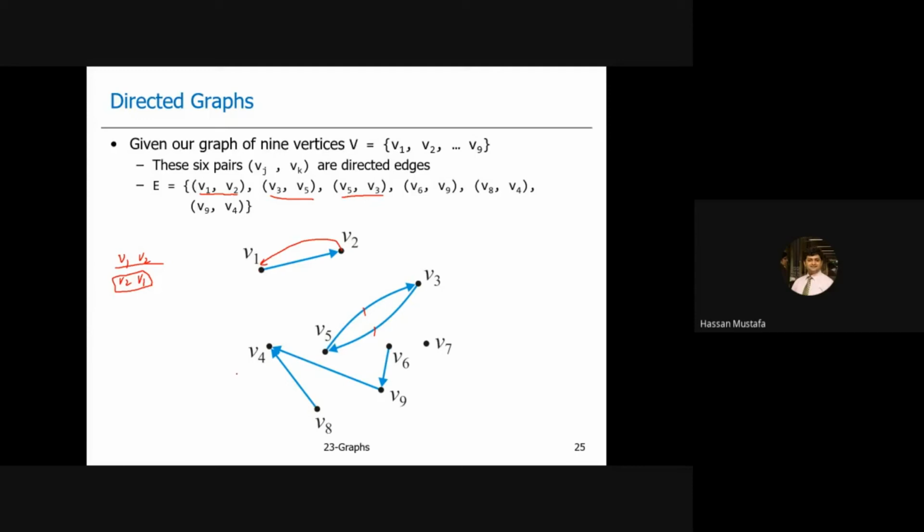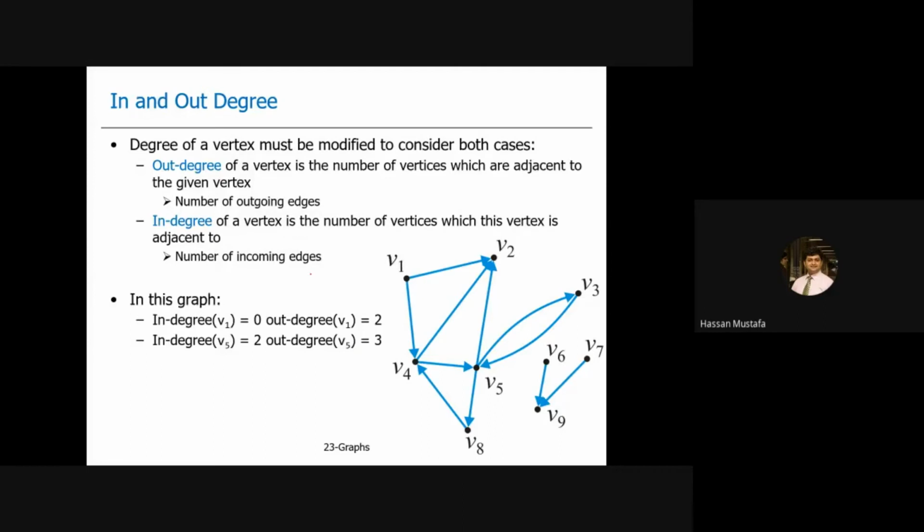We do not want to lose this specific information that only V1 is connected to V2, whereas we cannot connect V2 with V1. So adding just the direction adds new terminologies here.